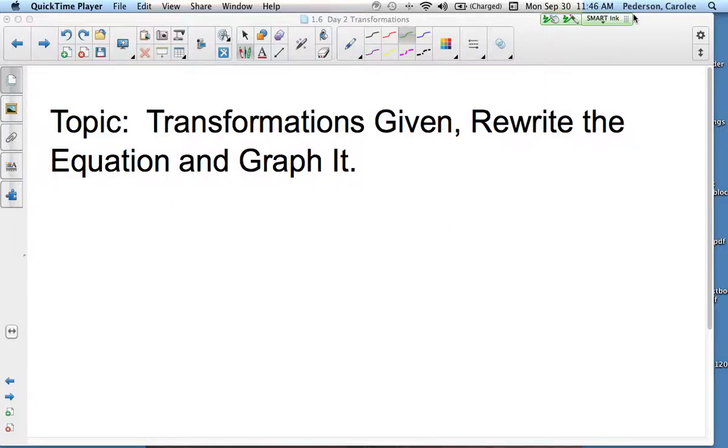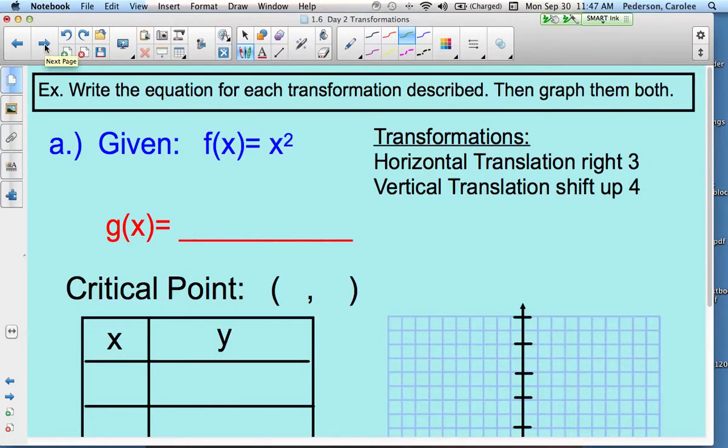In this set of examples, we're going to give you some transformations. We want you to rewrite the equation and then graph it. So here's our first example.